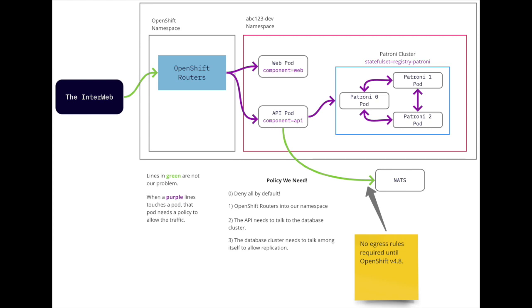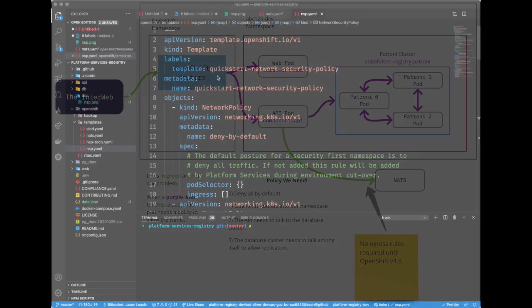The second policy we're going to write is to allow traffic to come in from the OpenShift routers. This will make your routes work. The third policy is going to allow the API to talk to the database cluster. And the final policy is to allow the database cluster to talk amongst itself for replication.